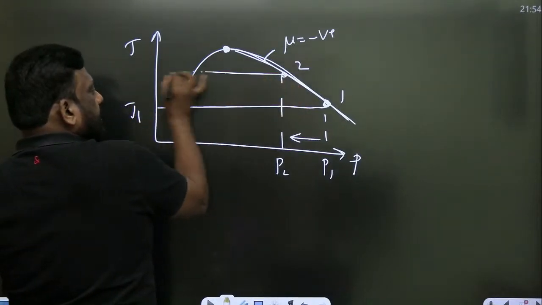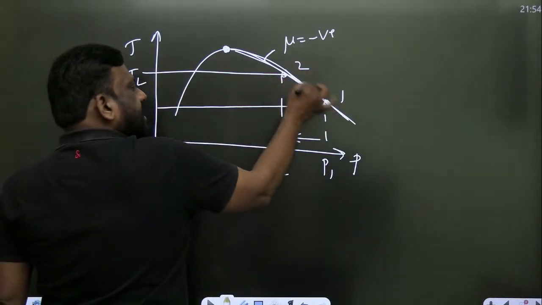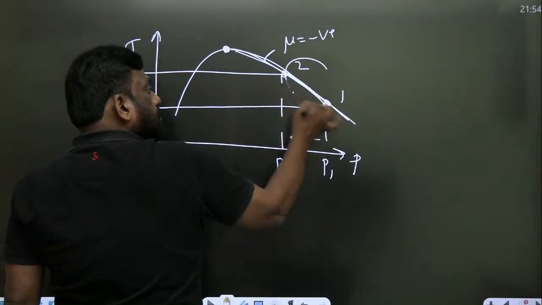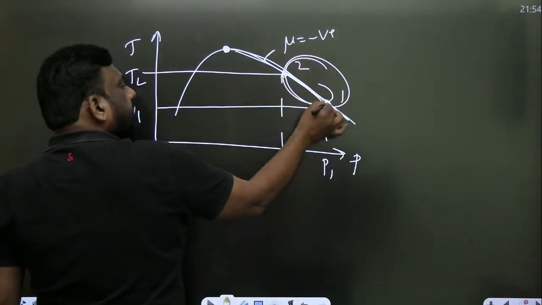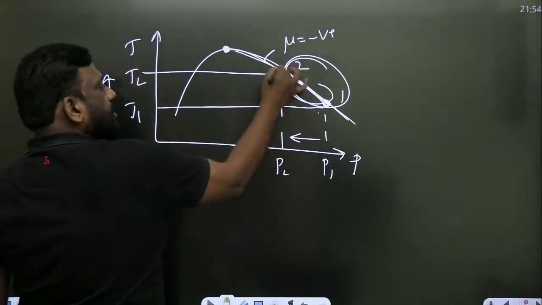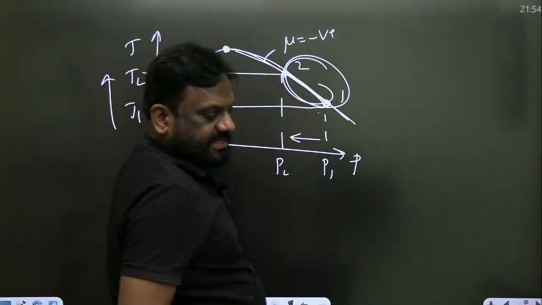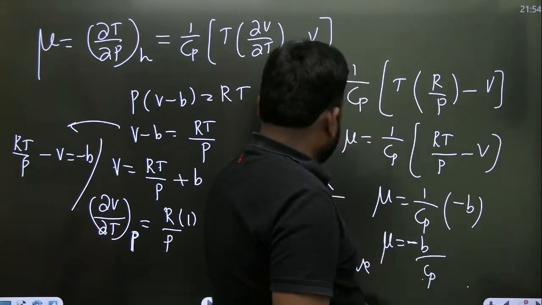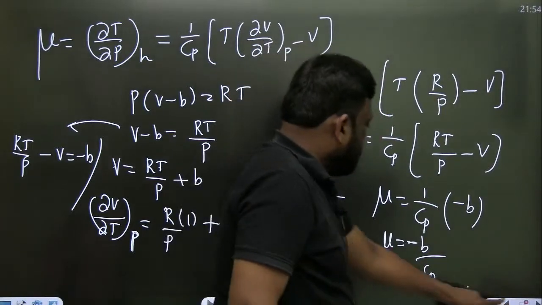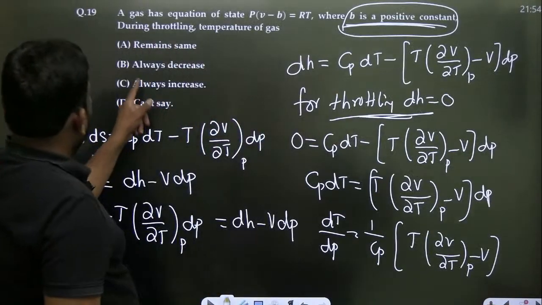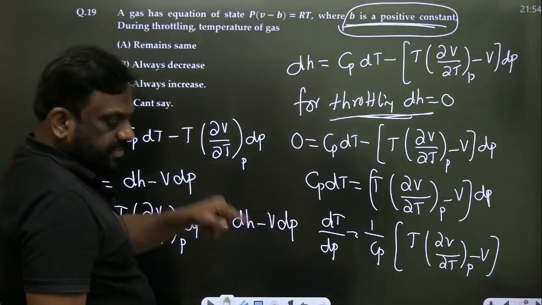T1, यहाँ पे T2. Temperature क्या हुआ? When mu is negative, Joule-Thomson quotient is negative, the temperature is increasing. T1 से T2 ऊपर जा रहा है. So temperature is increasing. So therefore the temperature increases. The answer is, in this case, the temperature increases. C is the right answer.